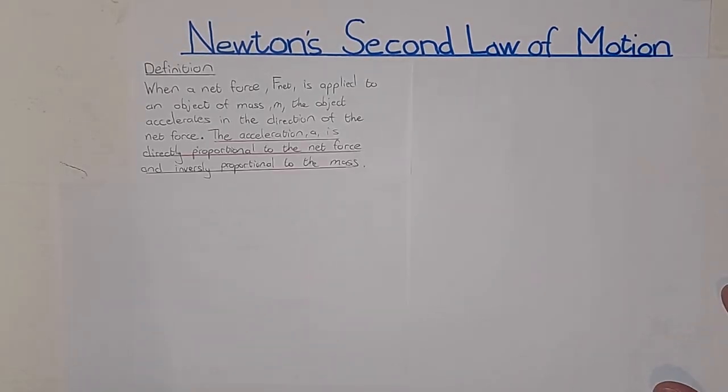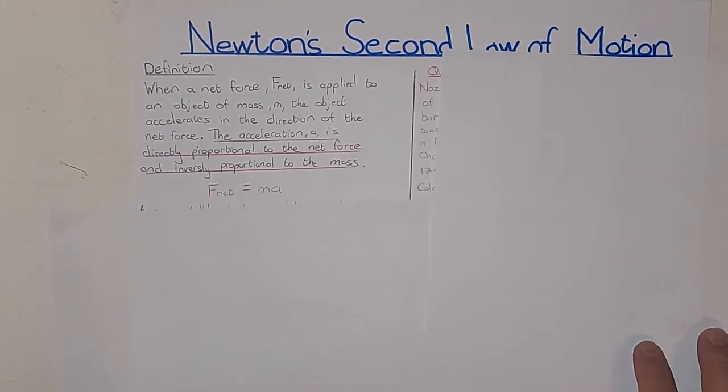Right, so the first thing we're going to look at is the definition, which is: when a net force, which is F net, is applied to an object of mass m, the object accelerates in the direction of the net force. So that you have to study no matter what. But the second part of the definition is pretty easy to understand as long as you use the formula to assist you. The acceleration a is directly proportional to the net force and inversely proportional to the mass.